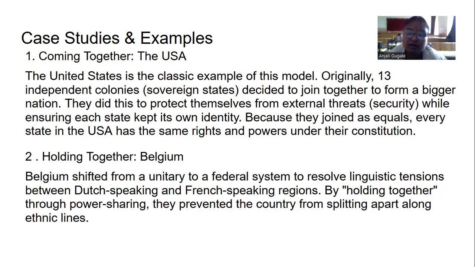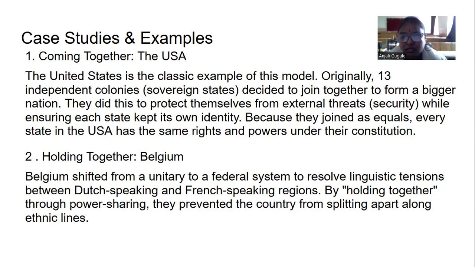And we all know the American constitution is the first constitution of the world. Why did these states come together as a federation? What was the reason behind it? The reason was to protect themselves from any external threats like they got from Britain, and to ensure that each state is able to retain its identity. Identity here means they are able to retain and safeguard their language, their culture and their ethnicity, and protect their people's rights, right?